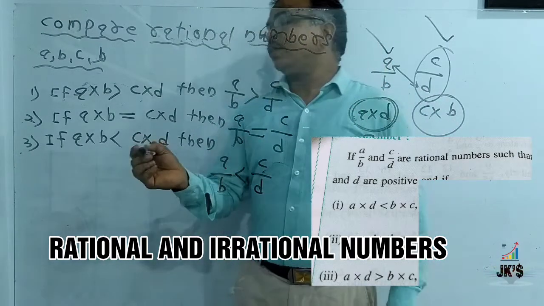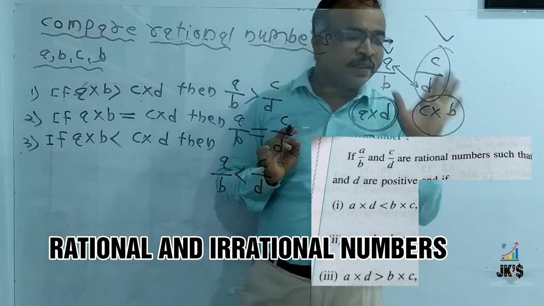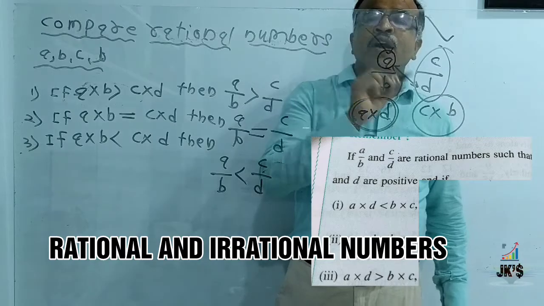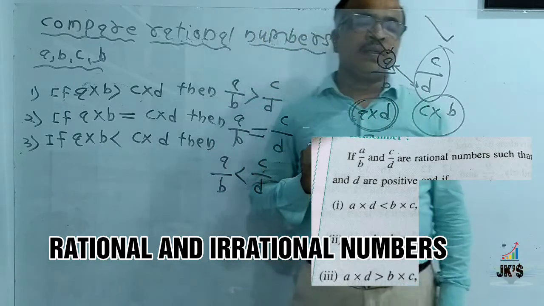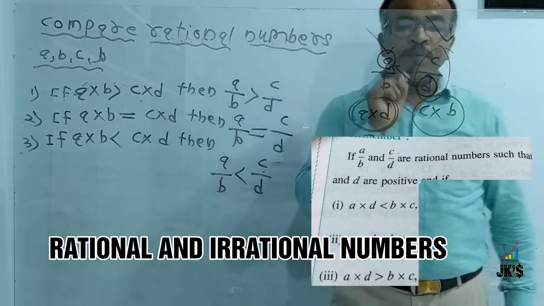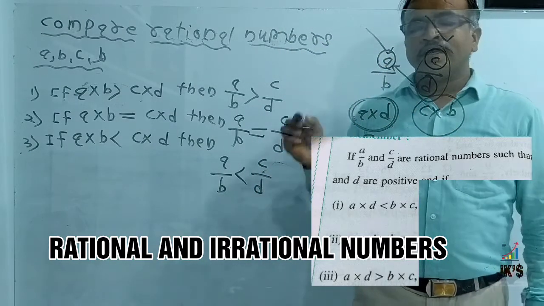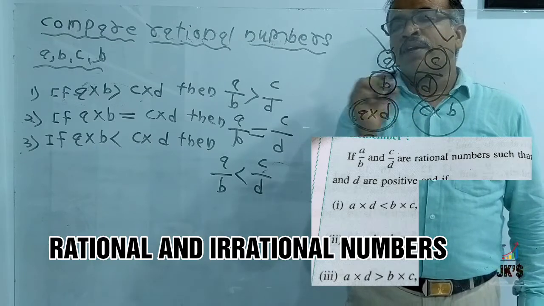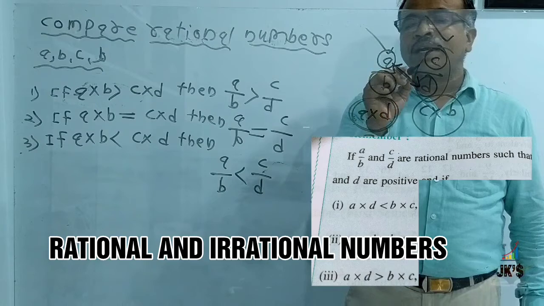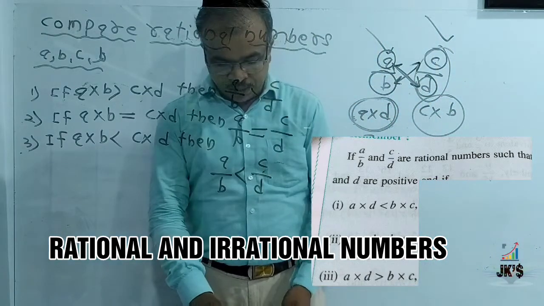So we only compare the first product and the second product. The first product means the numerator of the first rational number into the denominator of the second, and the second product is the numerator of the second into the denominator of the first. Got it? This is how we compare.